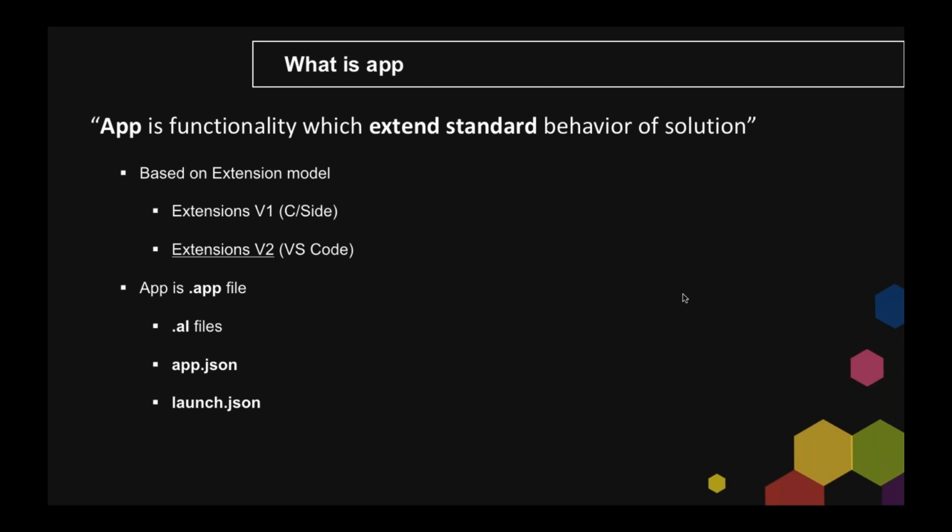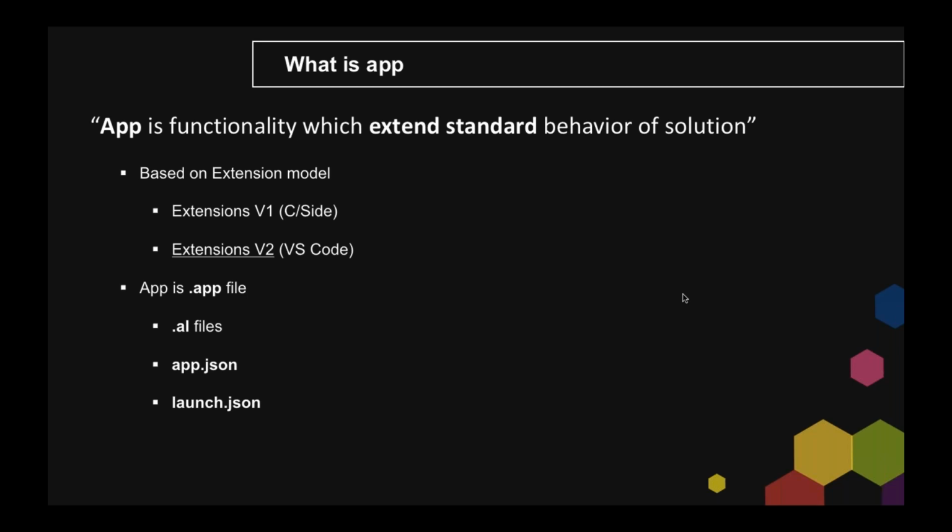What is an app? An app is some functionality that extends the standard behavior of a system. The extension model appeared first in NAV 2016 with events, but the platform used to write extensions was C-side. So now this model is called extensions version 1. And with Visual Studio Code, we got a new platform, new language, and new data types to create extensions. This model is called extensions version 2.